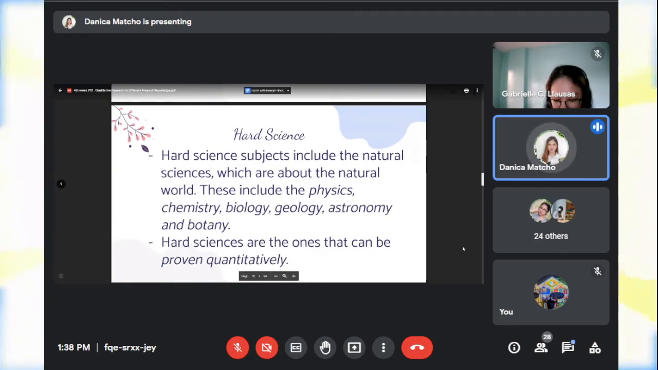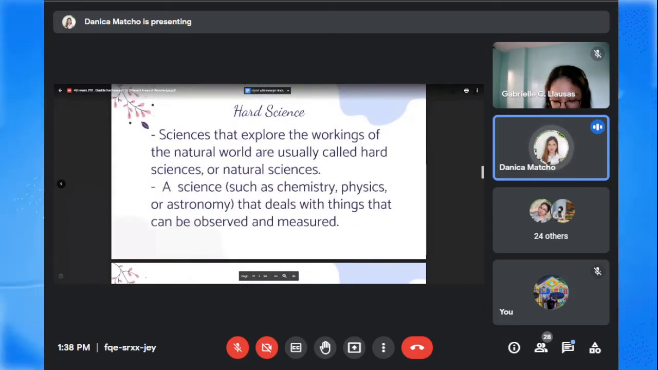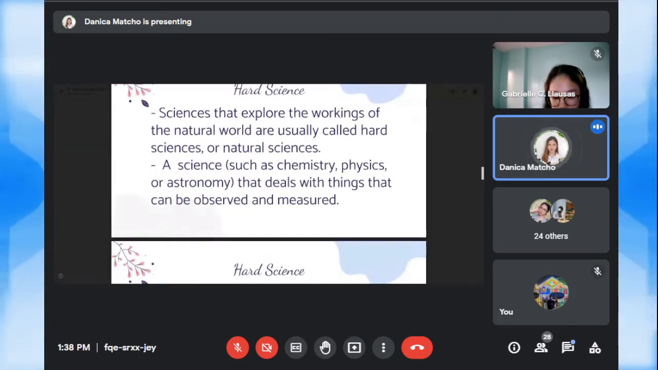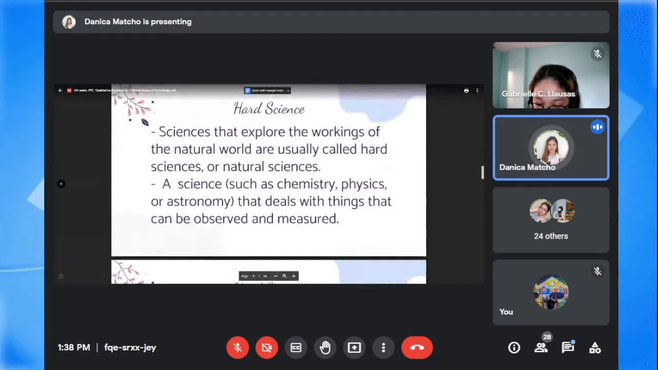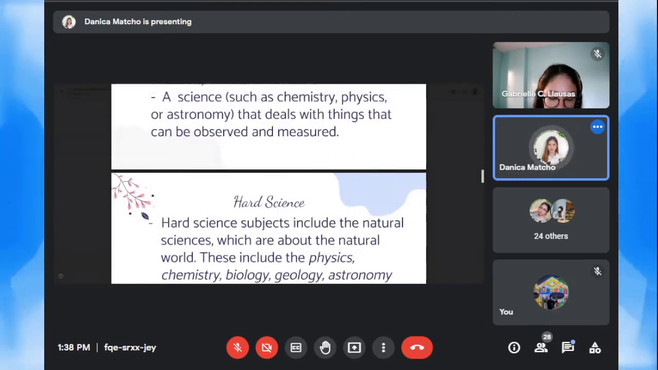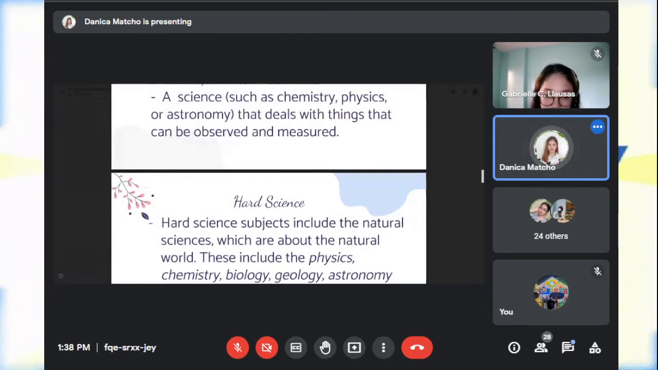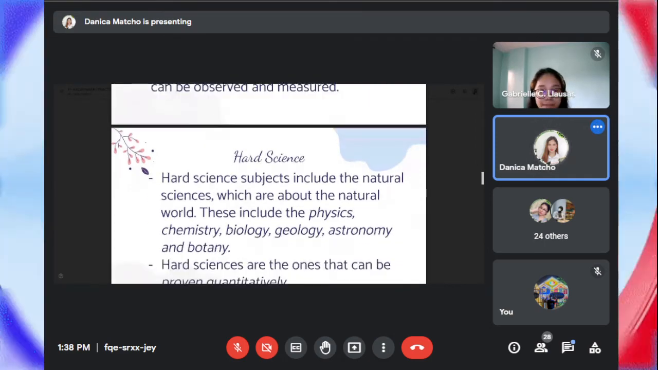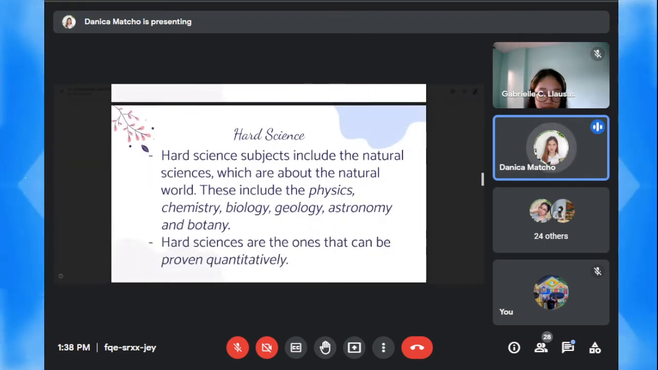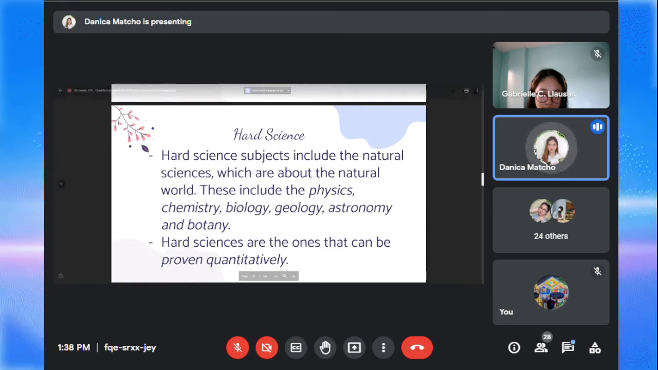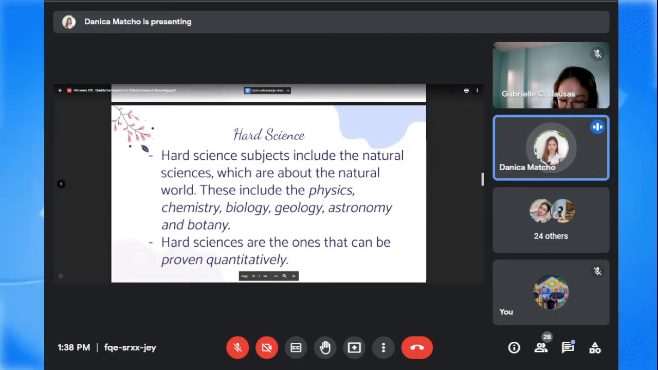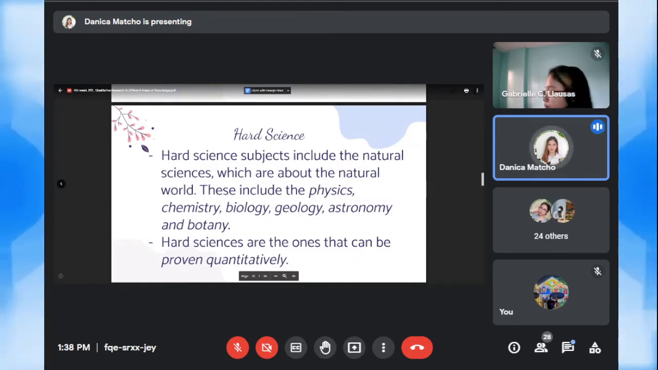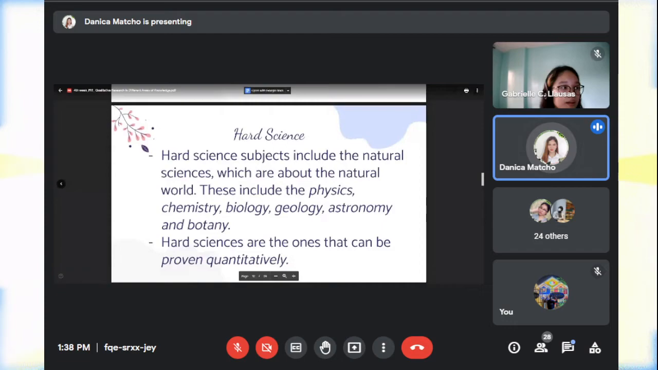So those are the things that you need to remember. First, hard science is exploring the natural world or working with the natural world, and it is also called natural sciences. Next, hard science deals with tangible things, things that can be observed, things that can be measured. And lastly, hard sciences are the ones that can be proven quantitatively, where we use mathematics, formulas, and statistics in presenting the data or the things that we have studied in the sciences. Are we clear?